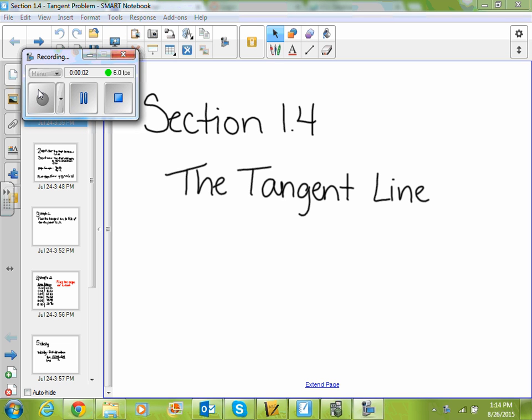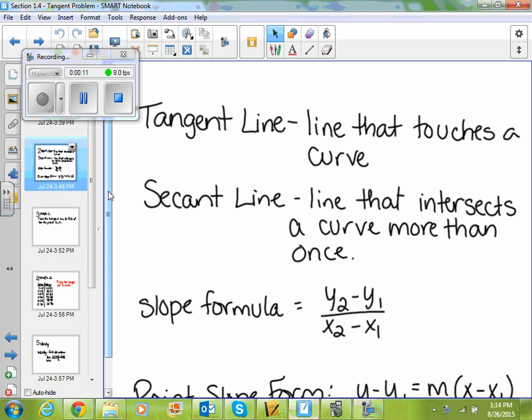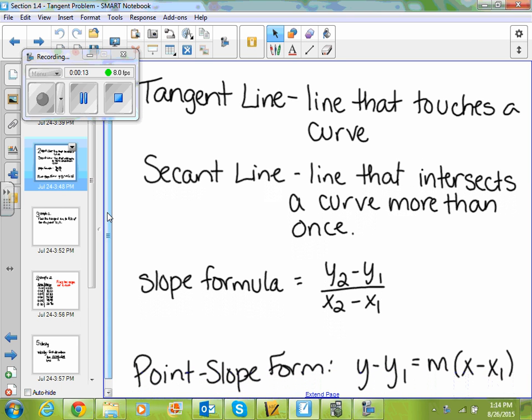We're going to look at finding tangent lines today and calculating velocity at a specific point. So let's start with reviewing what a tangent line is, what a secant line is, our slope formula, and how to find a line in point slope form.